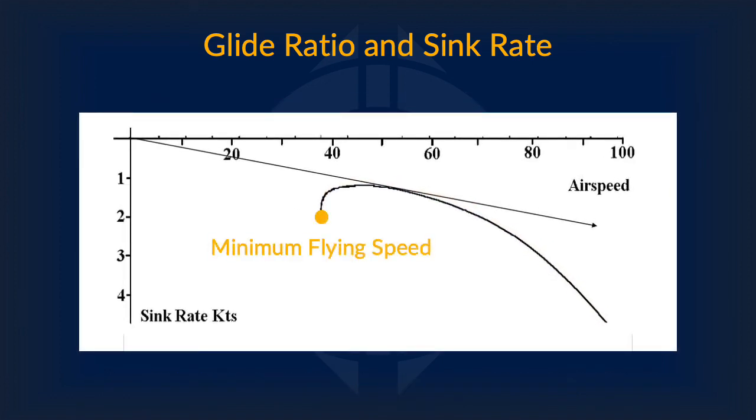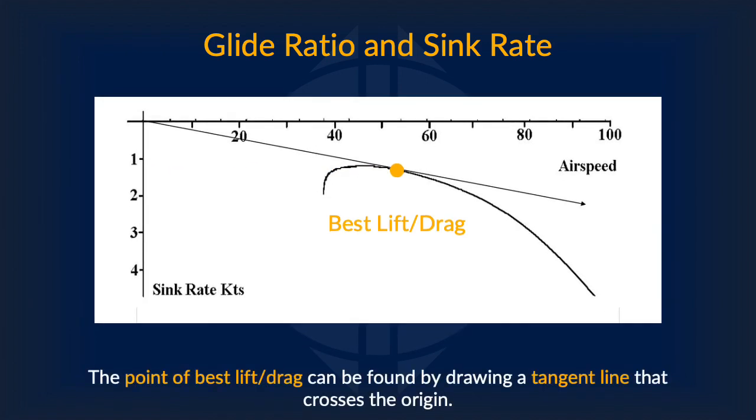Now, here at the leftmost part of the curve is the minimum flying speed. Any lower than this and you'll stall because you're not generating enough lift with your low speed. Here is the point of lowest sink rate. Flying at this speed would give you the most horizontal distance for a given amount of altitude change. Here is the interesting point, the point of best lift to drag. Because a higher speed gives you more drag but also more lift, this is the speed at which you will get the best or highest ratio of lift to drag. You can find this point by drawing a tangent line that crosses the origin.